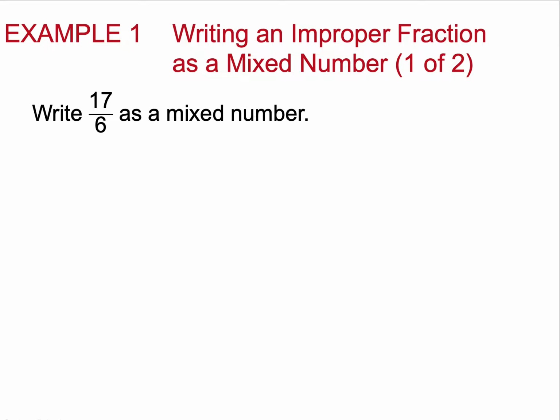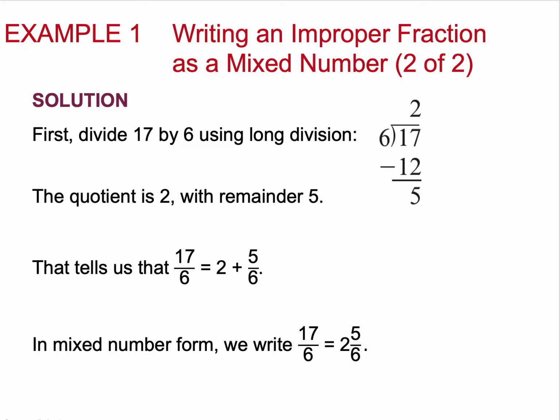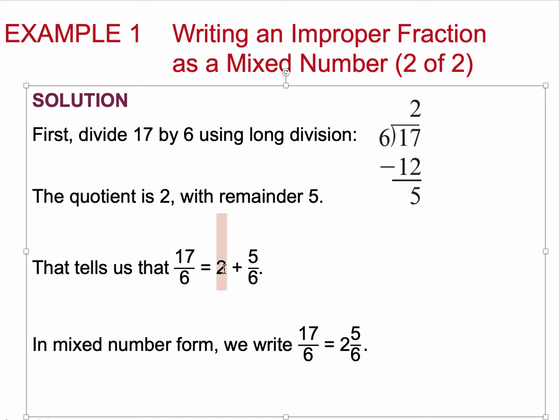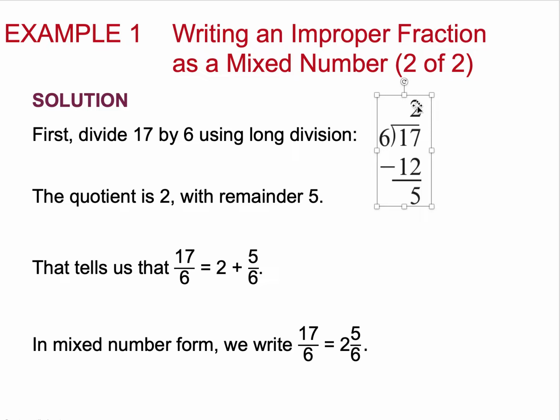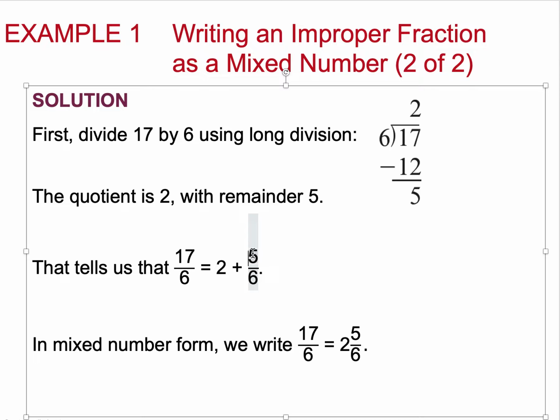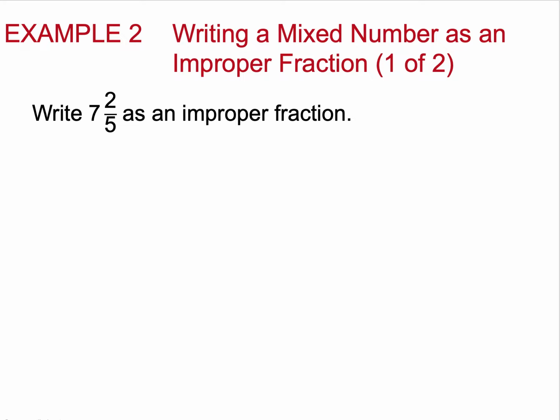If I want to write 17 over 6 as a mixed number, I'm first going to divide 17 by 6. So 6 goes into 17 2 times, and then I'm going to subtract 12 to get my remainder of 5. What I'm going to do with that remainder is put it over the previous denominator. So the 2 here is coming from the 2 at the top of the fraction after I did the division, and the 5 is coming from my remainder, and the denominator is 6 because my original problem was 17 over 6. So that's how I obtain the mixed number.